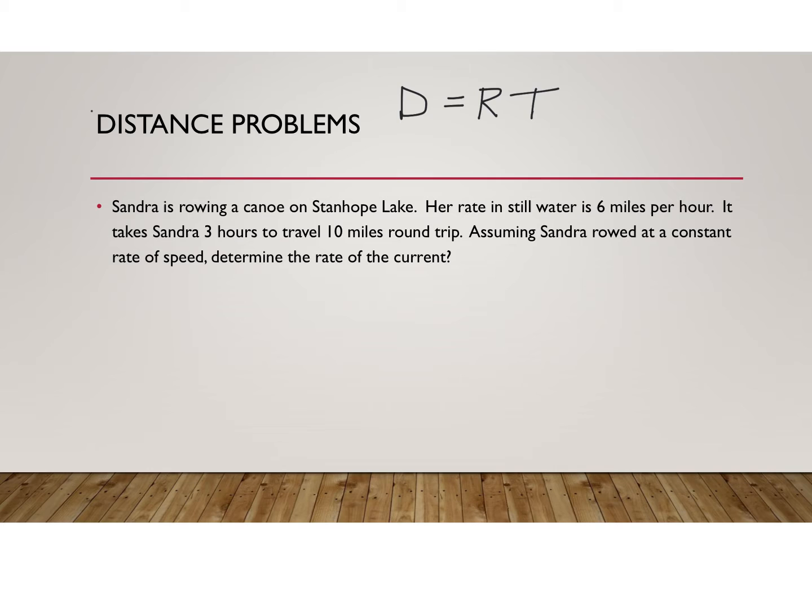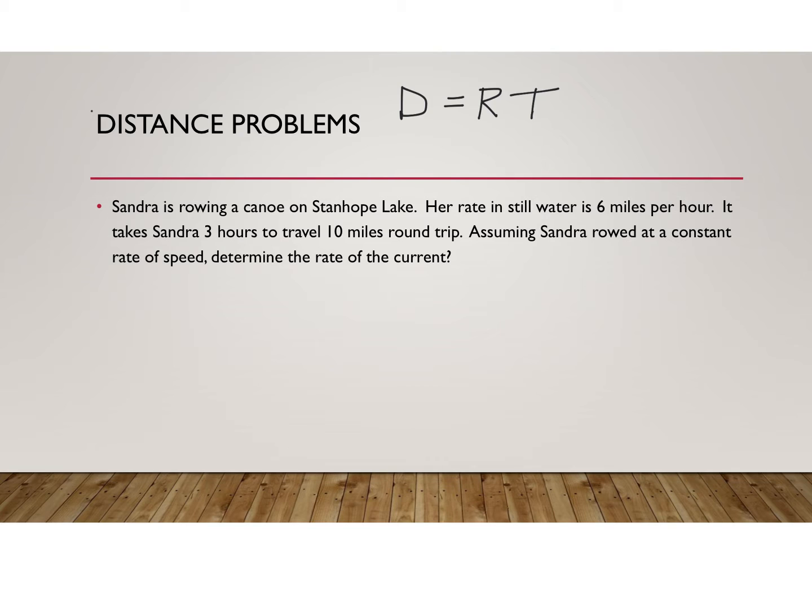In this first problem, it says Sandra is rowing a canoe on Stanhope Lake. Her rate in still water is 6 miles per hour. It takes Sandra 3 hours to travel 10 miles round trip. Assuming Sandra rowed at a constant rate of speed, determine the rate of the current.